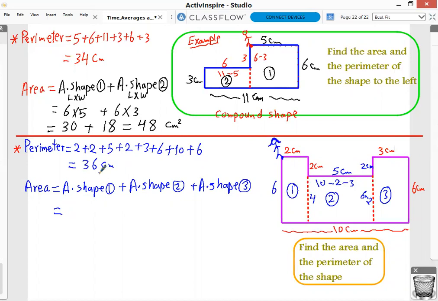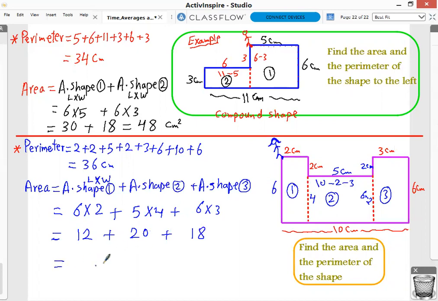Any one of them, like a rectangle, it will be L multiply W. Then, what about shape 1? 6 multiply what? 2. Plus, what about shape 2? 4 multiply 5 or 5 multiply 4? Last, then 6 multiply 3 or 3 multiply 6? Then 6 multiply 2? 12. Plus 5 multiply 4? Last 6 multiply 3? What is the total?